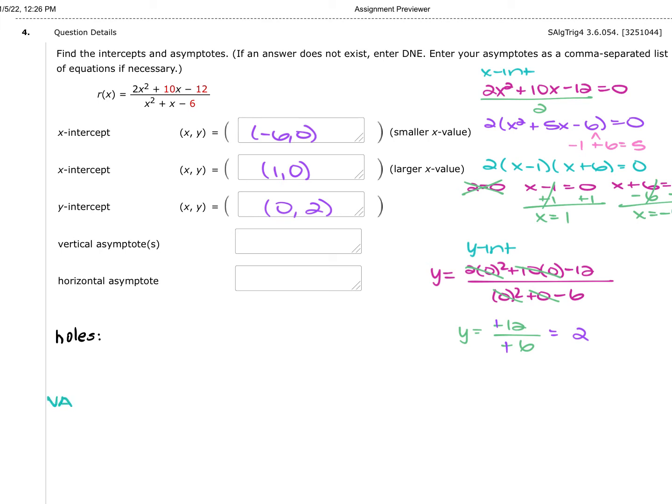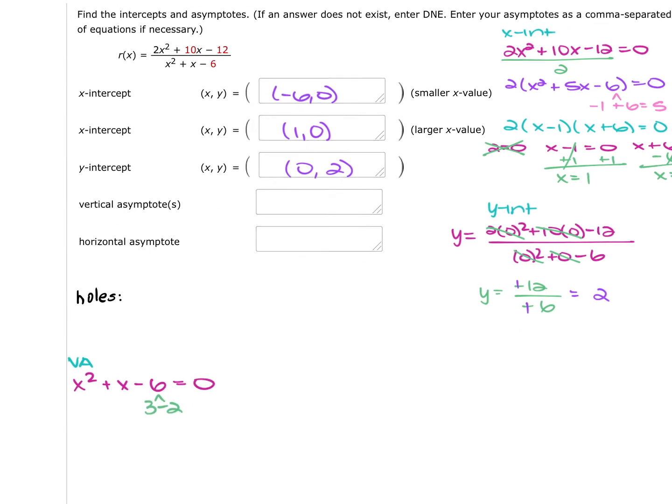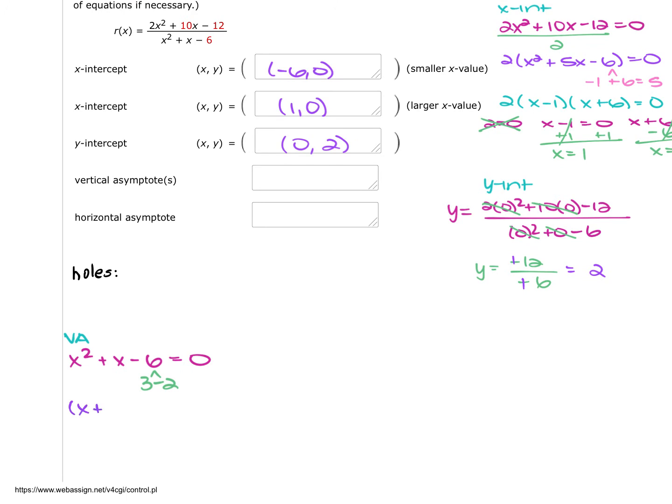Next, we will find your vertical asymptote. So we're going to take the bottom, which is the x squared plus x minus 6, set it equal to 0, and solve. We did the top already. The factors of that negative 6 that add up to positive 1 are 3 and negative 2. So this factors to be x plus 3 times x minus 2 is equal to 0. We set them both equal to 0 and we solve.